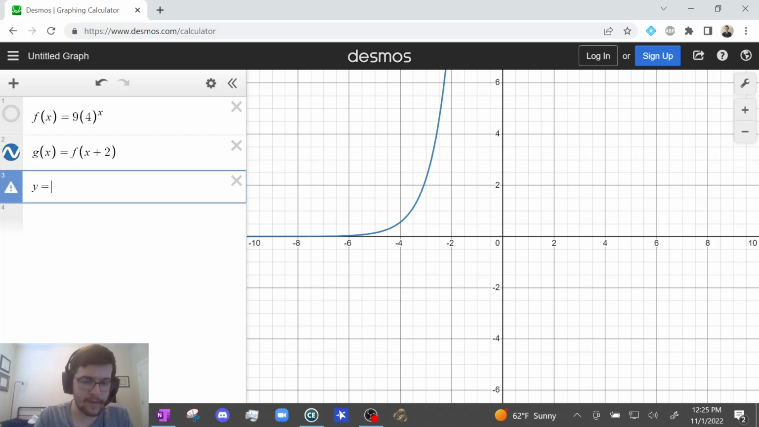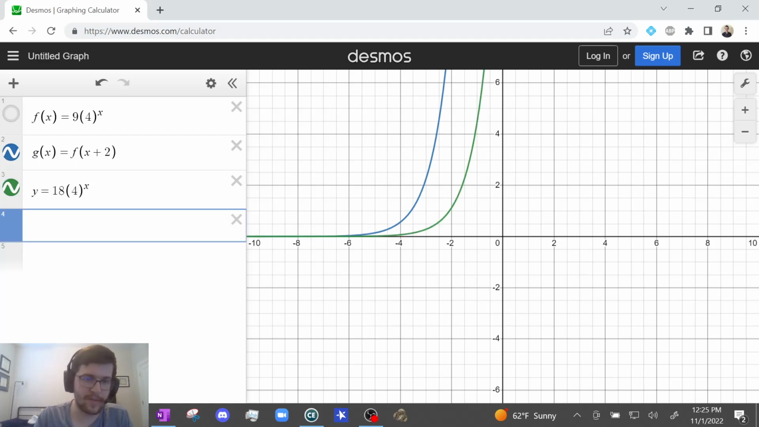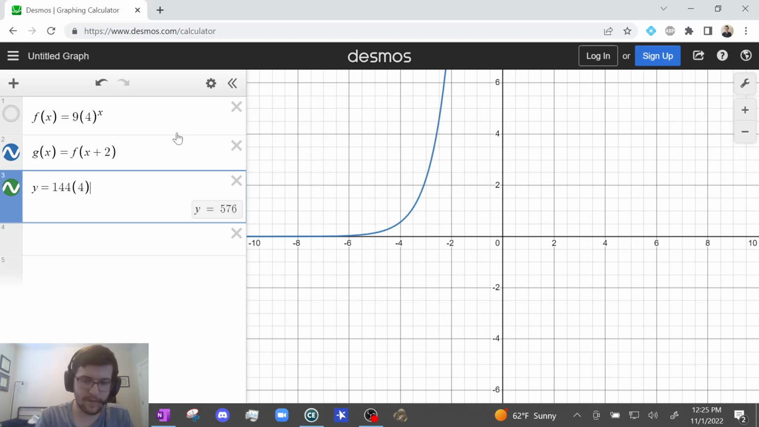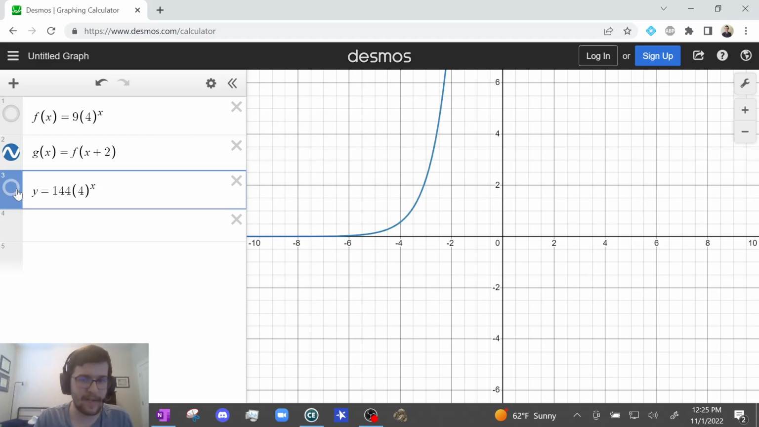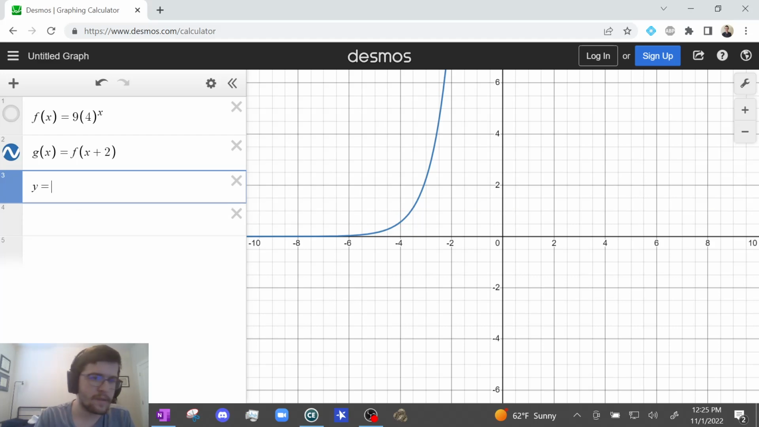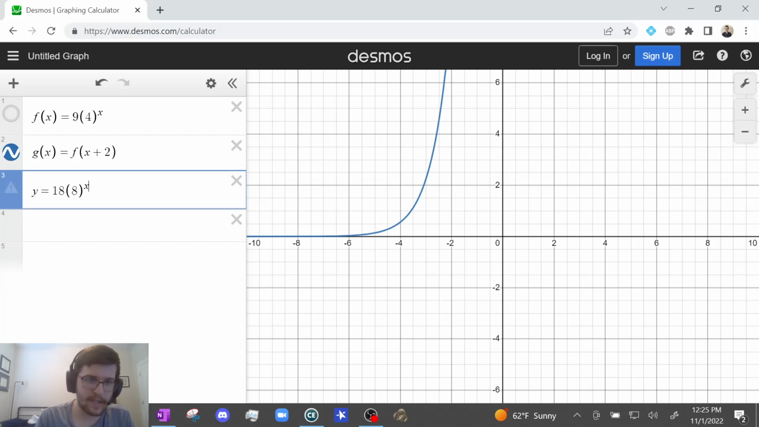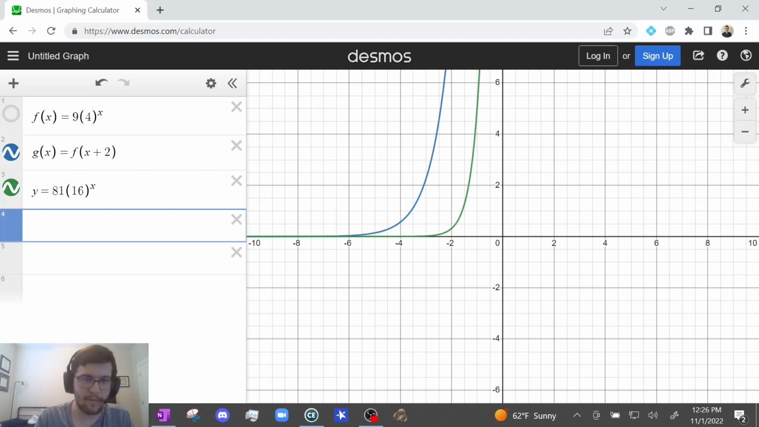Okay, so y equals 18 times 4 to the x. Nope, that's not the same. Okay, let's do y equals 144 times 4 to the x. Ah, that's the same. See, when I turn it on and turn it off, it just replaces it. Oh, I bet B is our answer. Let's check the other ones. 18 times 8 to the x. Nope. And 81 times 16 to the x. Nope. Okay, so you see the only one that looked the same was B.